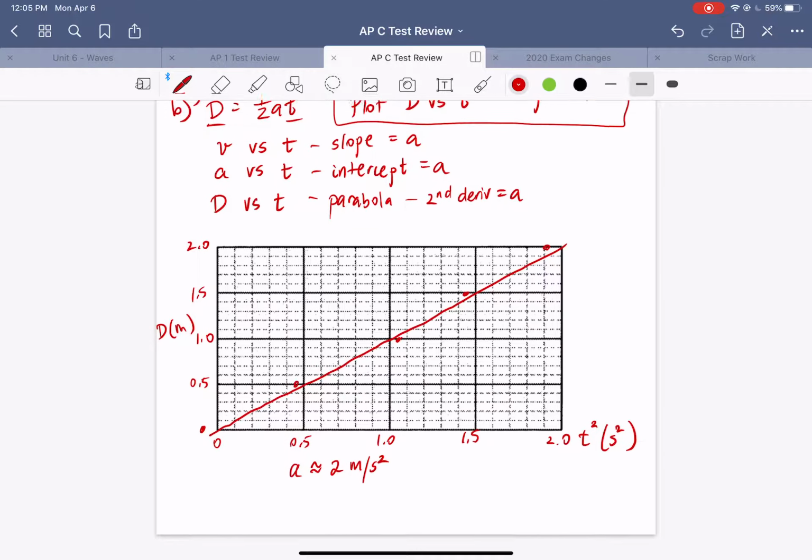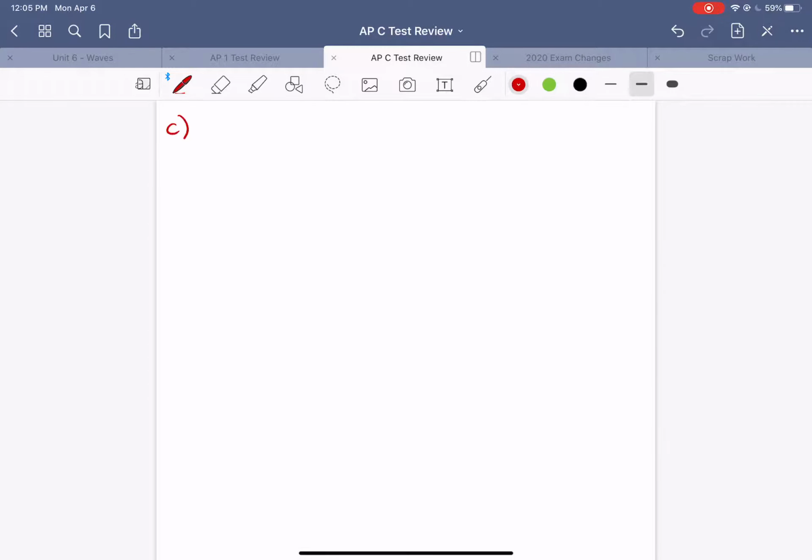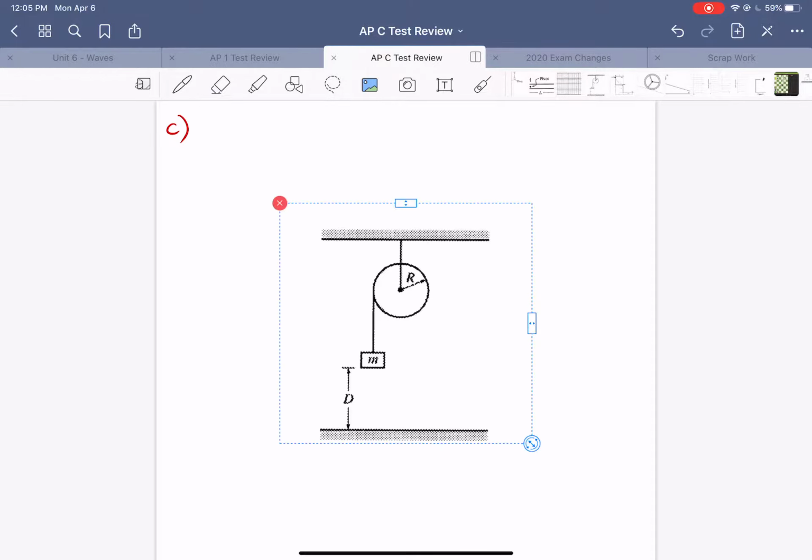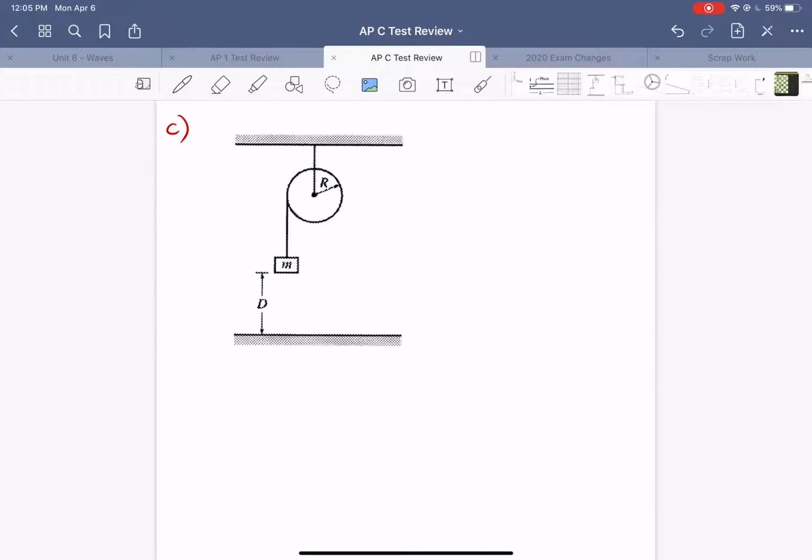All right, moving on to part C. C asks you to calculate the rotational inertia of the pulley in terms of M, R, A, and some fundamental constants. This one is maybe the trickiest part of this problem. Let me show this picture here again. We can write equations that govern the motion of the block and the pulley. For the pulley, we have the net torque equals I times alpha. This is Newton's second law for rotating objects.